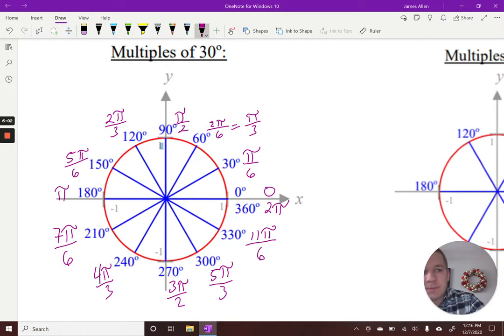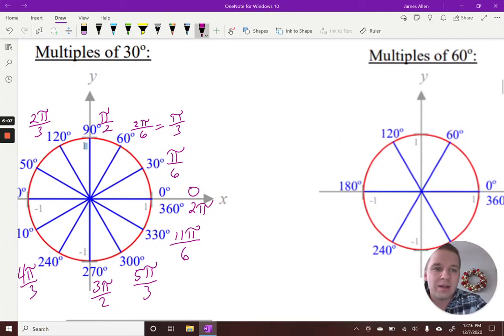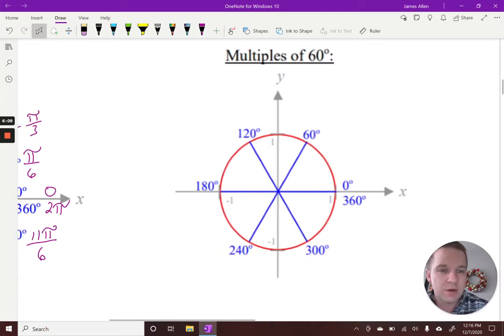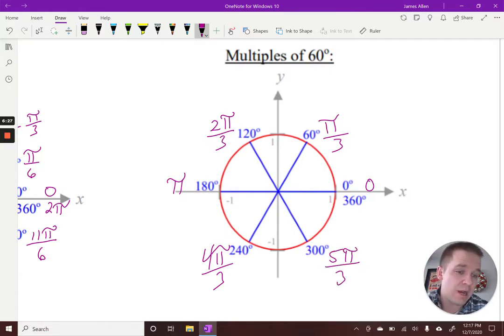Let's keep it going. Now to multiples of 60. Well, we actually already did these. Over here, we've got pi over 3. So we started at 0. Then we have pi divided by 3, right? And then I have 2 pi over 3. Then I have 3 pi over 3, which is just pi. Then 4 pi over 3. Then 5 pi over 3. And then 6 pi over 3, which is just my 2 pi.